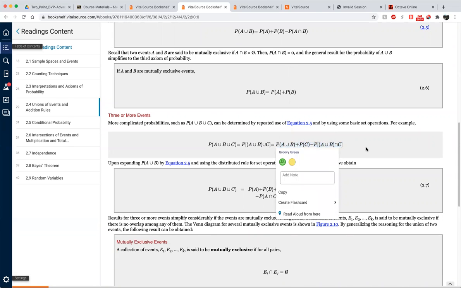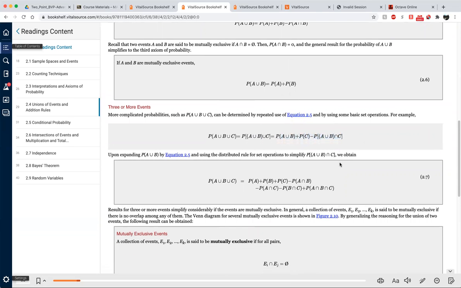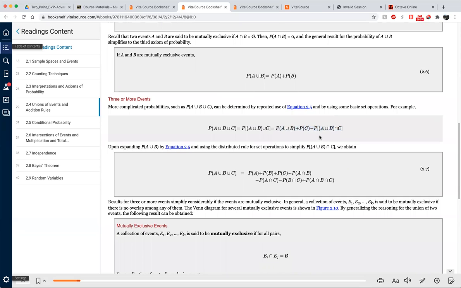Okay. So now then, what about this? Give me a second. So P of (A union B) intersection C. Then we can distribute the intersection C, right? So we're going to get (A intersection C) union (B intersection C).